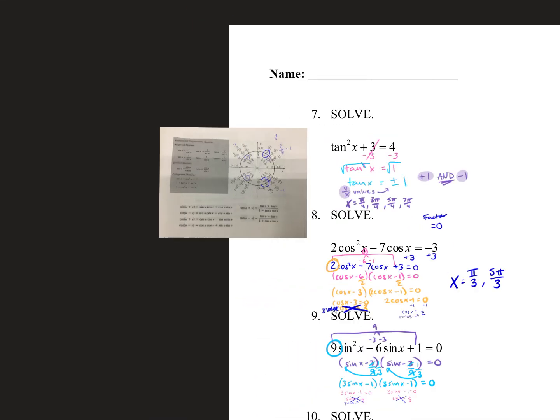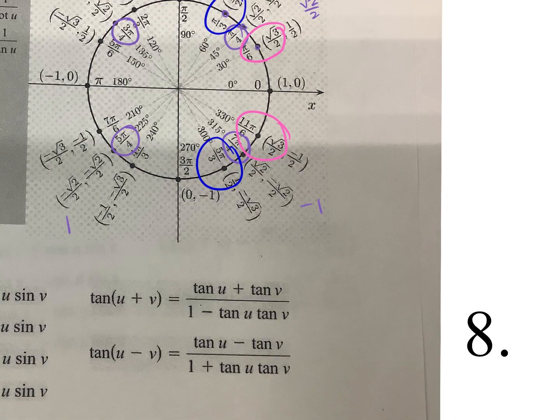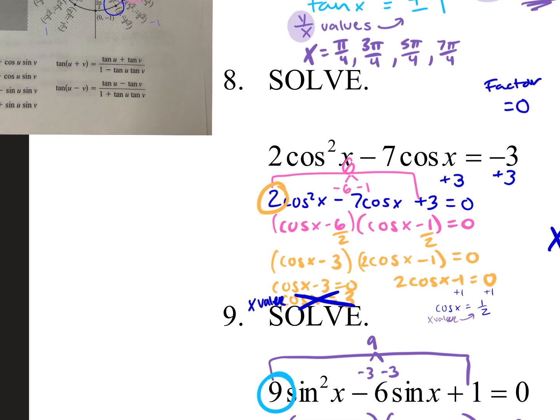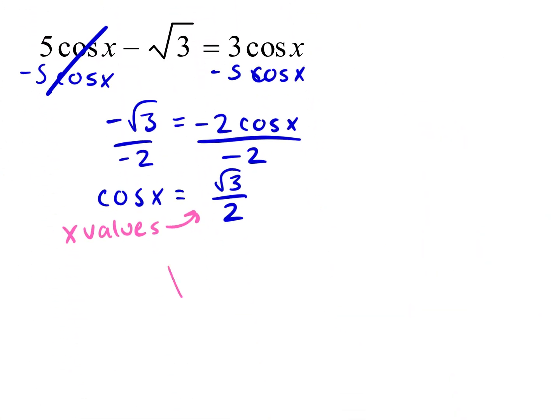So I'm going to go back to my unit circle. X is square root 3 over 2 at pi over 6. And 11 pi over 6. So x is equal to pi over 6 and 11 pi over 6. So those would be our 2 answers.